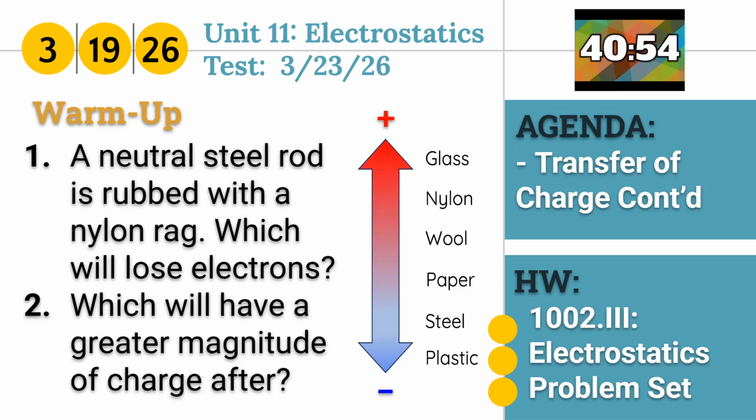The positive one is whichever one's higher. Okay, so the higher on the list is the nylon. So the nylon would become positively charged, meaning that it would lose its electrons. That's the answer to number 1.